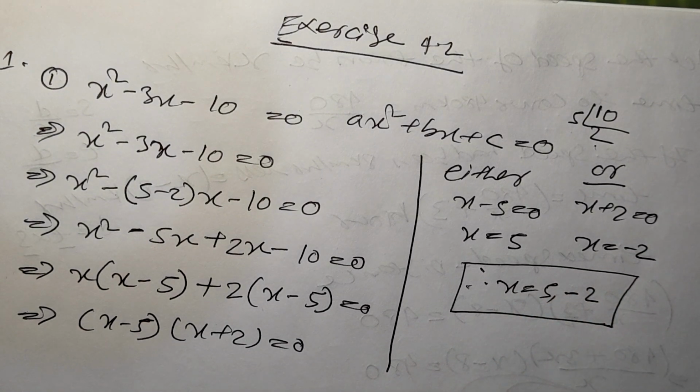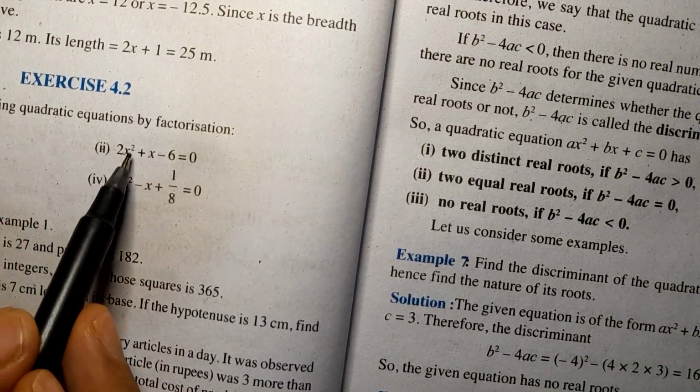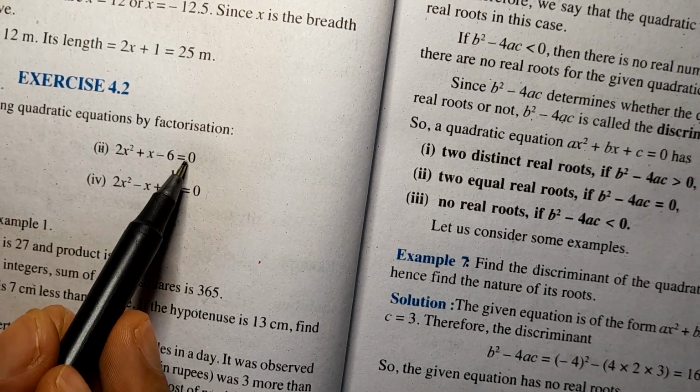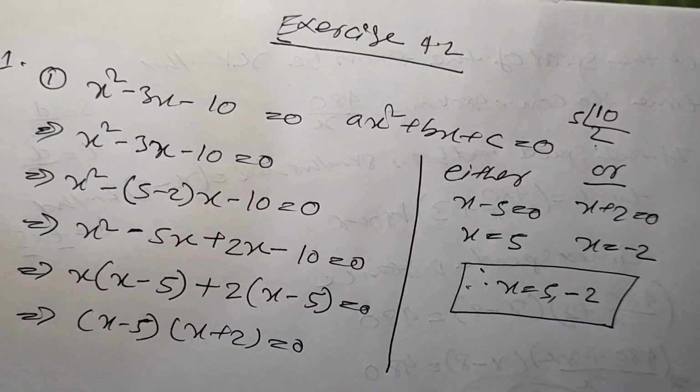Question number 2, Roman number 2 states that 2x square plus x minus 6 equal to 0. We have to find the value of x.